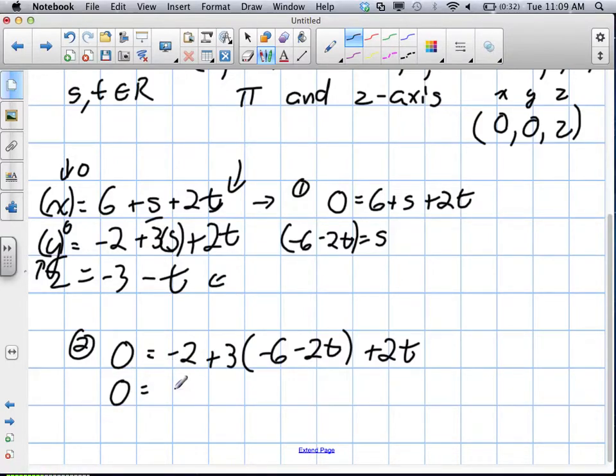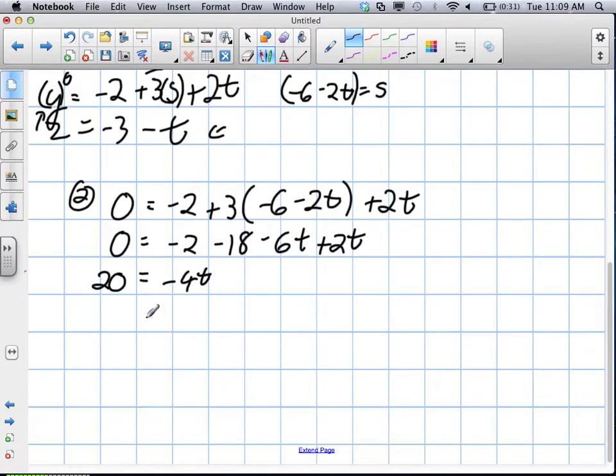0 is equal to, oh, what am I saying? Distributive property. Negative 2 minus 18 minus 6t plus 2t. This will become negative 20 when we move it to the other side. It becomes positive 20 is equal to negative 4t. t equals negative 5.